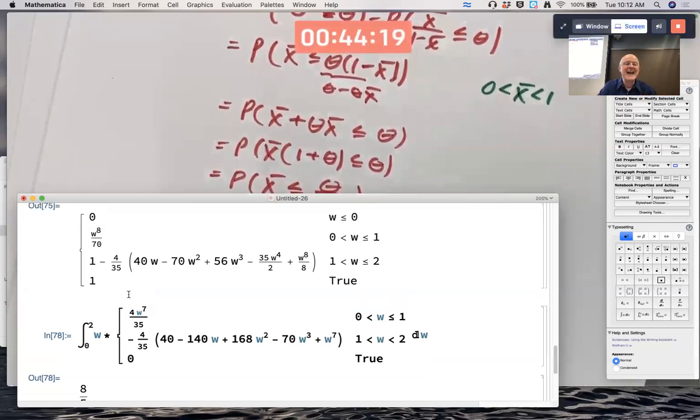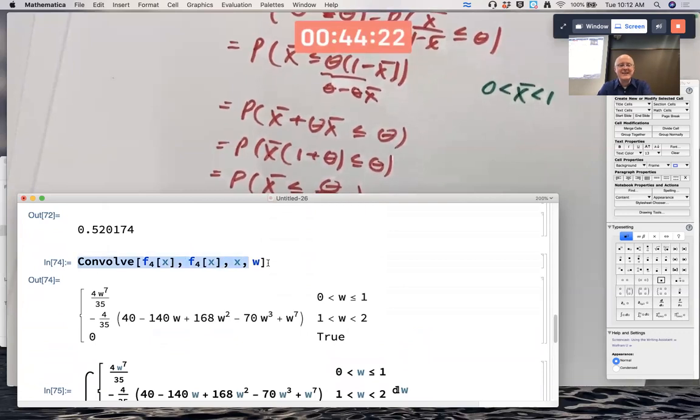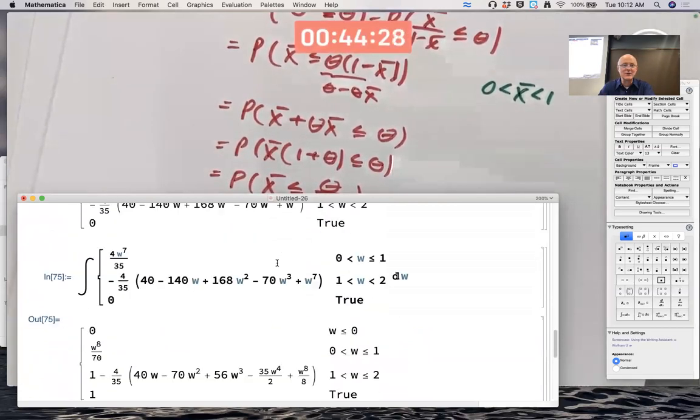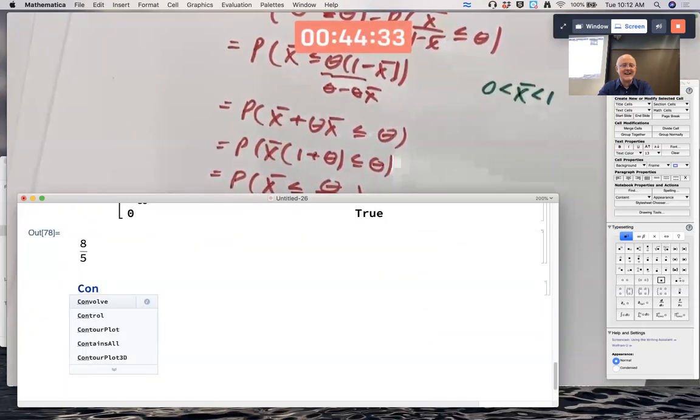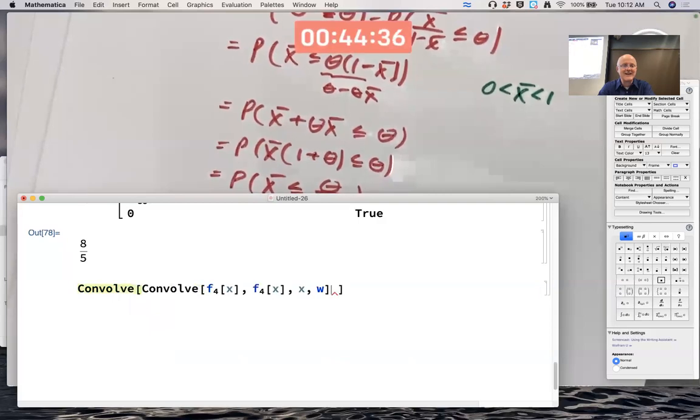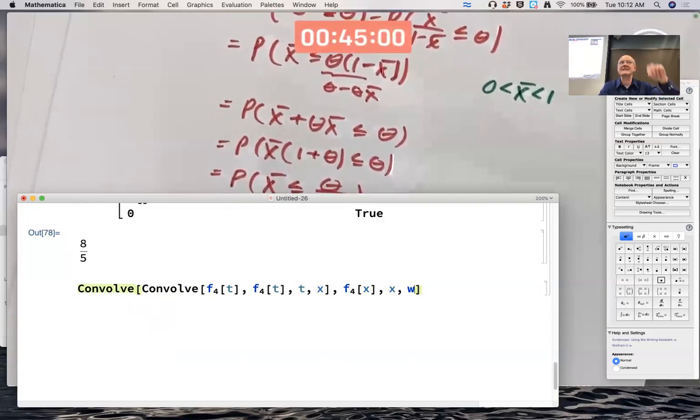This is what amazed me. And you can even go further. You could even, for the sum of 3 of them, x1 plus x2 plus x3, you could even convolve the convolution. Copy. And paste it here. Let's see, how should I do this? I should probably use a dummy variable in here and call this its ultimate variable x here. This is going to be the PDF of x1 plus x2 plus x3.